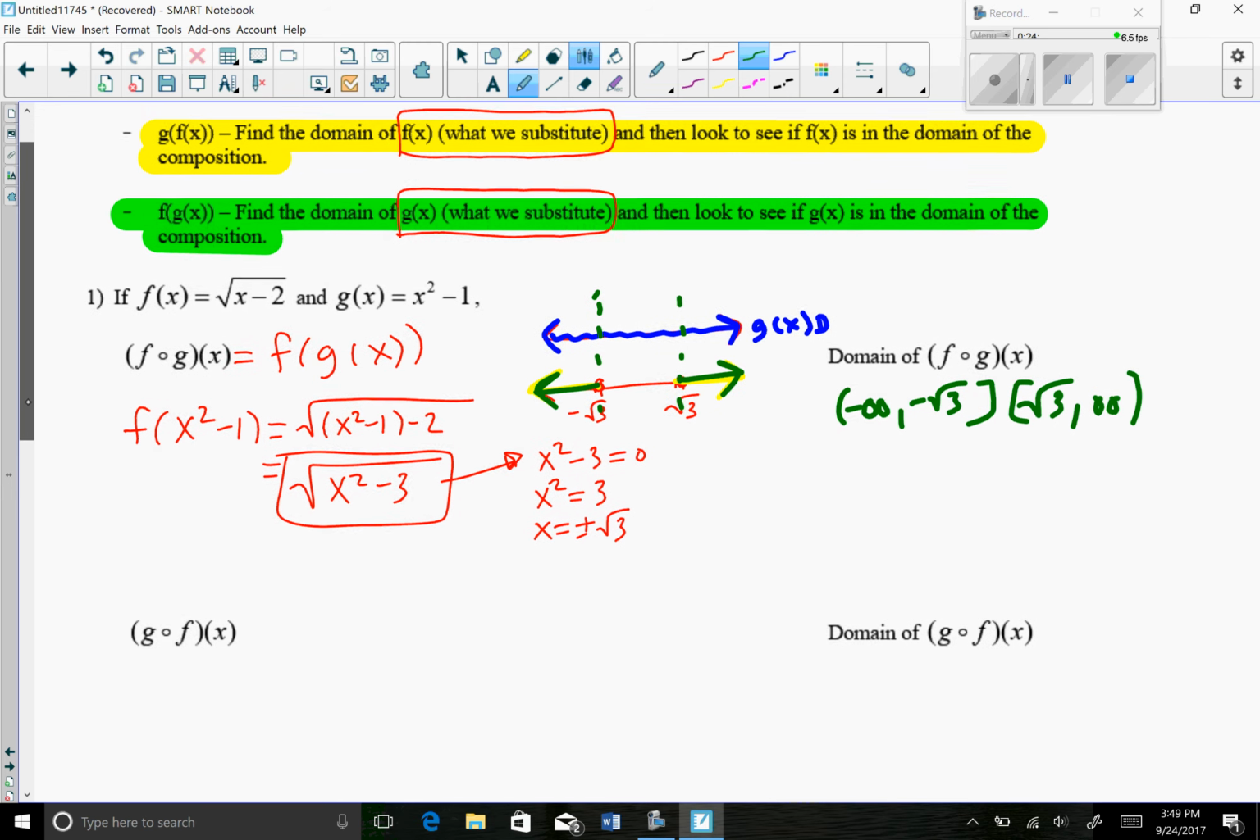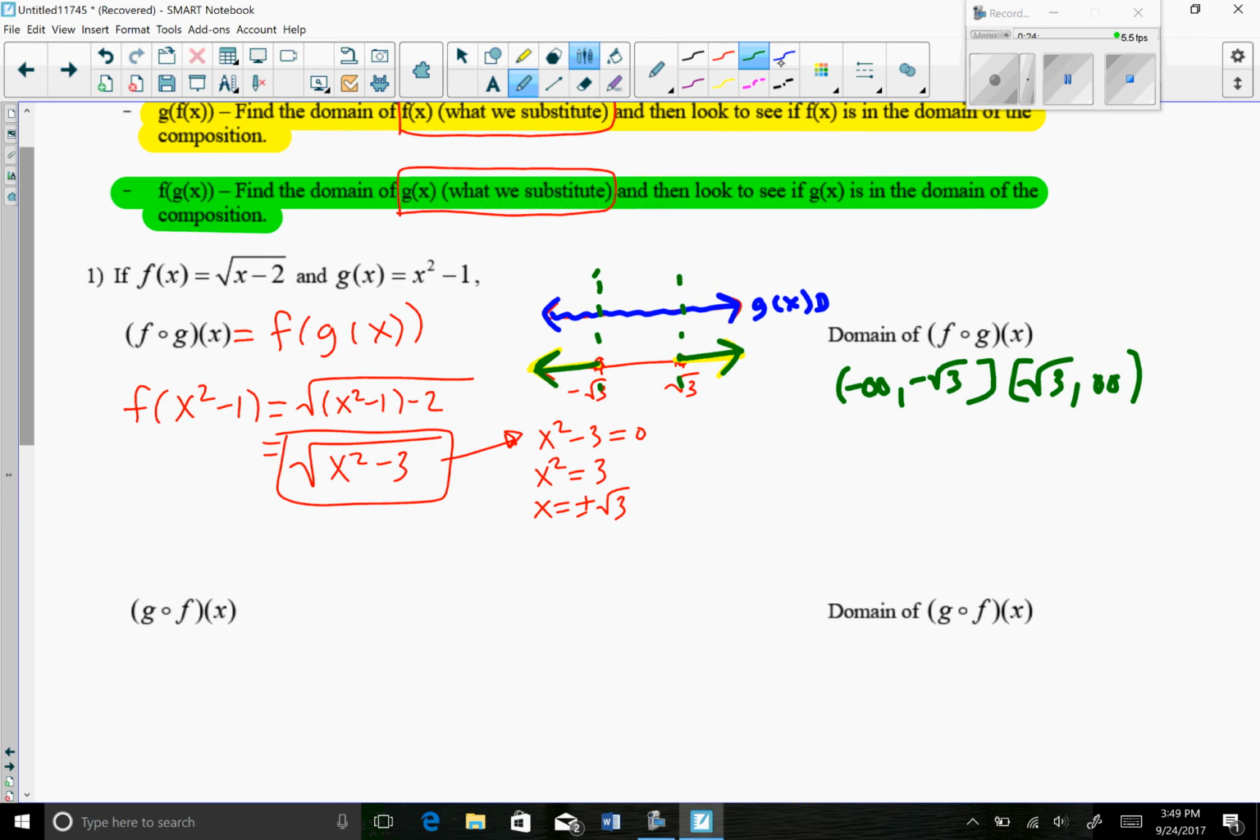So that would be the domain of my composition. So now we're going to look at it a little bit differently. Now we're going to look at it with g of f of x, which is going to give us a different answer. So we have g of f of x if we use the other way to write it. So now we're plugging f into the g function.